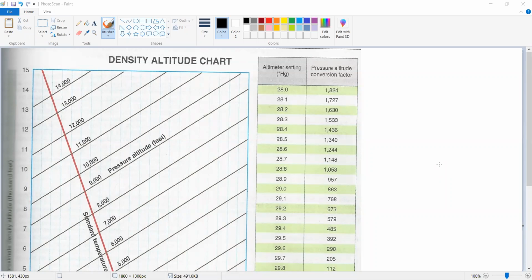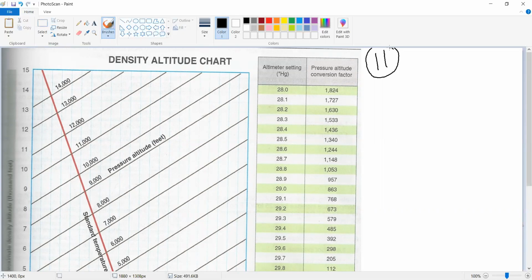All right, so we're on number 11. Determine the density altitude. So we're looking for the density altitude for these conditions. The altimeter setting is 30.35. Runway temperature is positive 25. And airport elevation is 3,894.